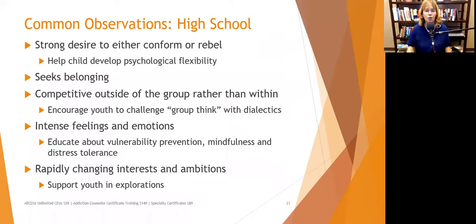They have intense feelings and emotions. So because of growth, because of hormones, because of everything, because of identity development, we want to educate them about vulnerability prevention. Make sure they get enough sleep. Make sure they're eating enough. Make sure that they are doing things to encourage and increase the happy in their lives. All of those things are going to help them be less emotionally vulnerable. And you can look into dialectical behavior therapy on vulnerability prevention, really helpful with teenagers.